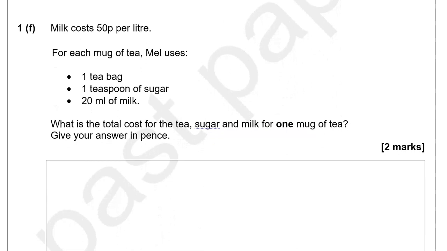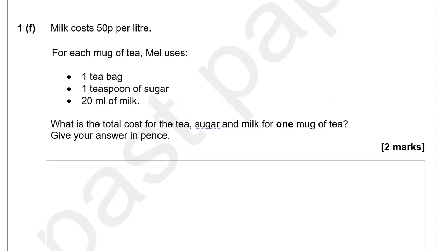Milk costs 50 pence per litre. For each mug of tea, Mel uses 1 tea bag, 1 teaspoon of sugar, 20 millilitres of milk. What is the total cost for the tea, sugar and the milk for 1 mug of tea? Give your answer in pence.